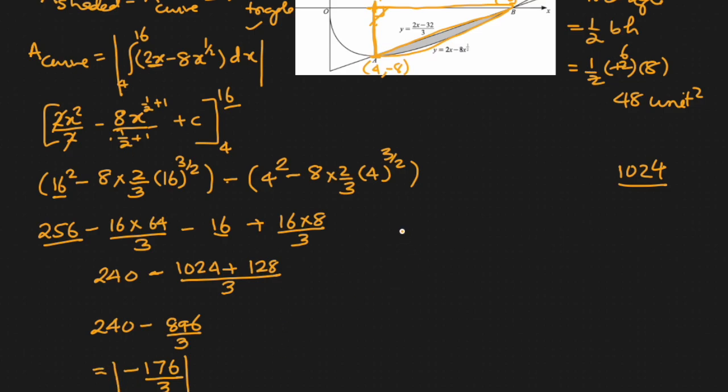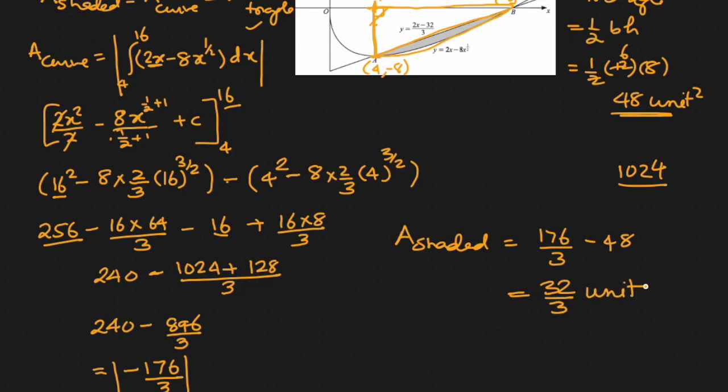Okay, now the area of the shaded part. We got 48 for the area of the triangle, so it will be 176 over 3 positive minus 48, which will be 144, so 32. Yes, 32 over 3 units. You can convert it to decimal if you want. This should be the answer.